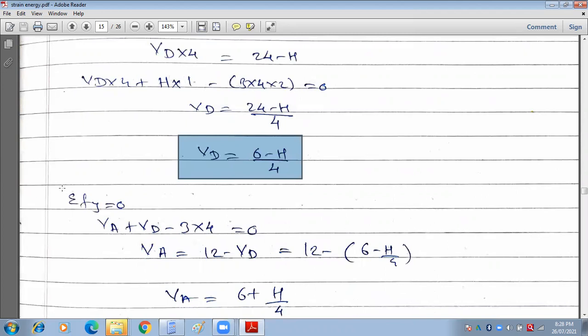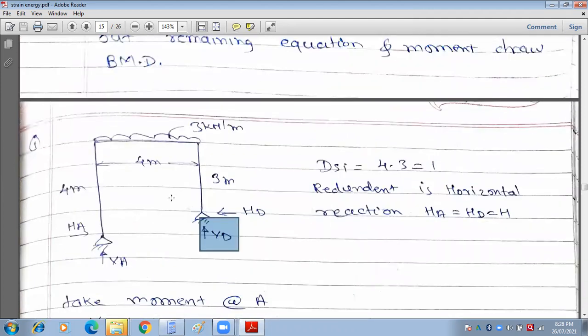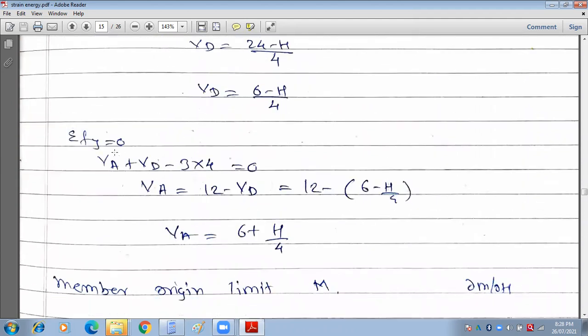Now as we know, summation Fy is equal to 0. Reactions Vd and Va go vertically upward and the UDL goes vertically downward. That's why Va plus Vd minus 3 into 4. Now simplify, put the value of Vd, and we get Va is equal to 6 plus H by 4.